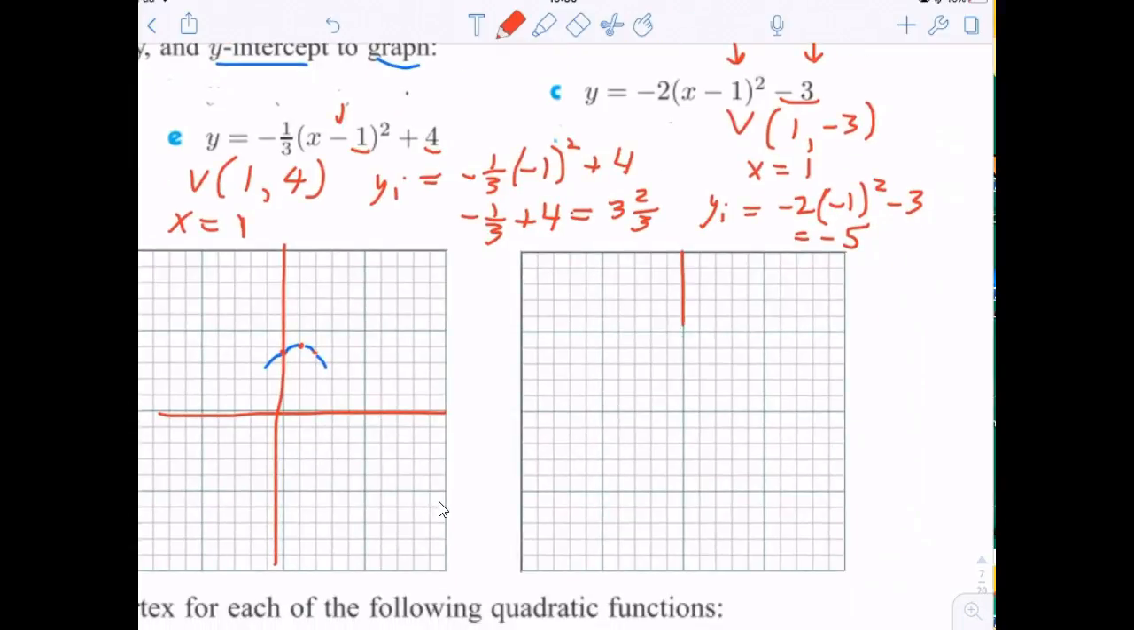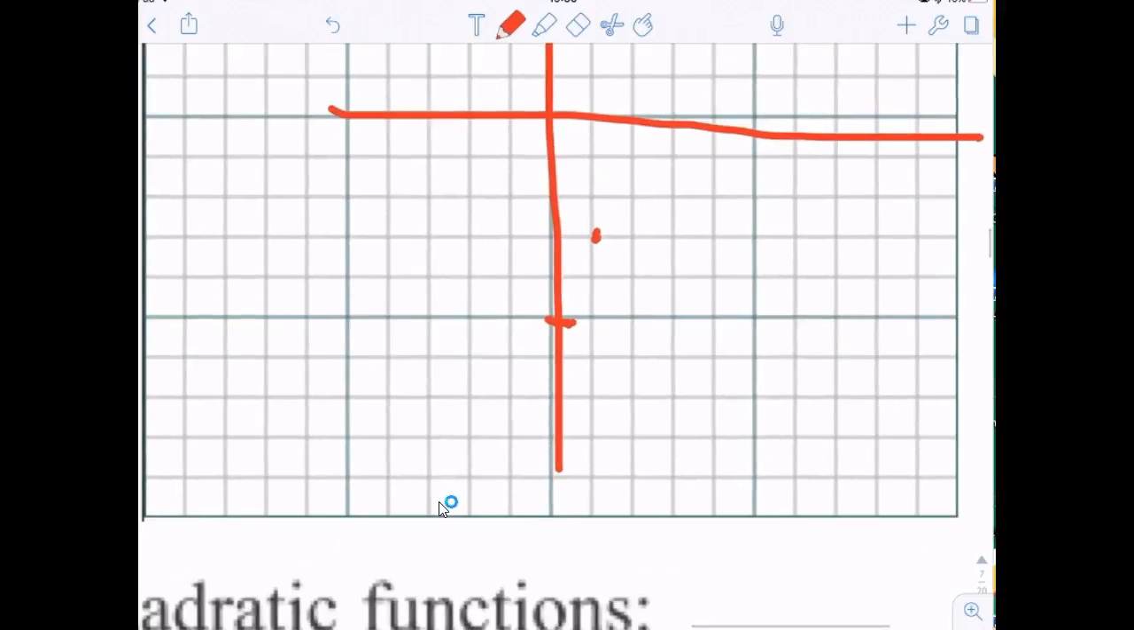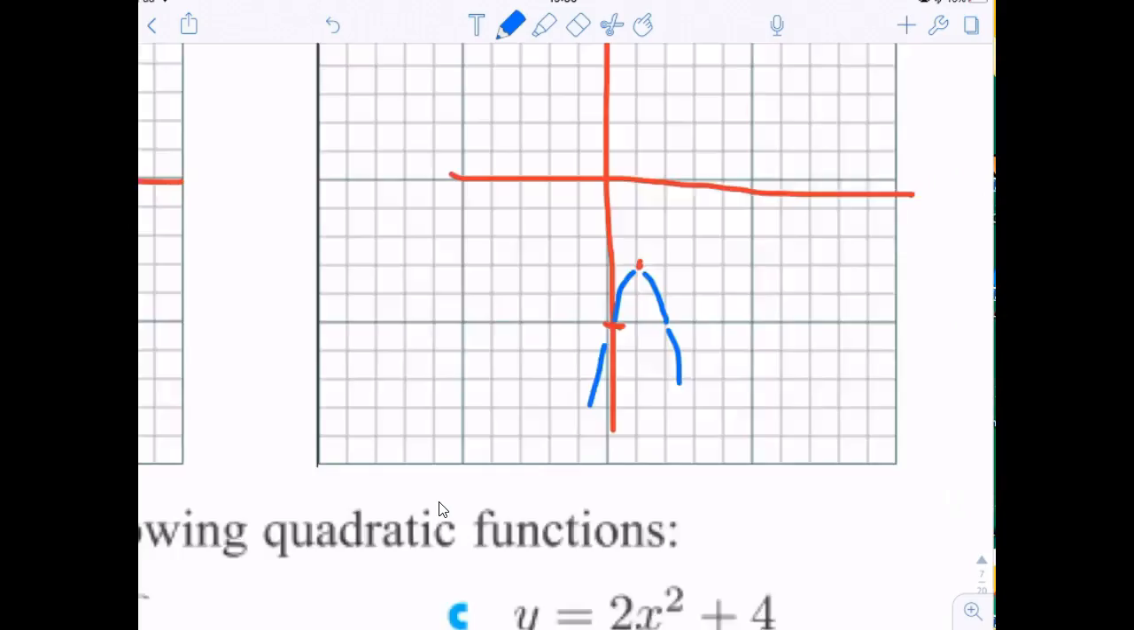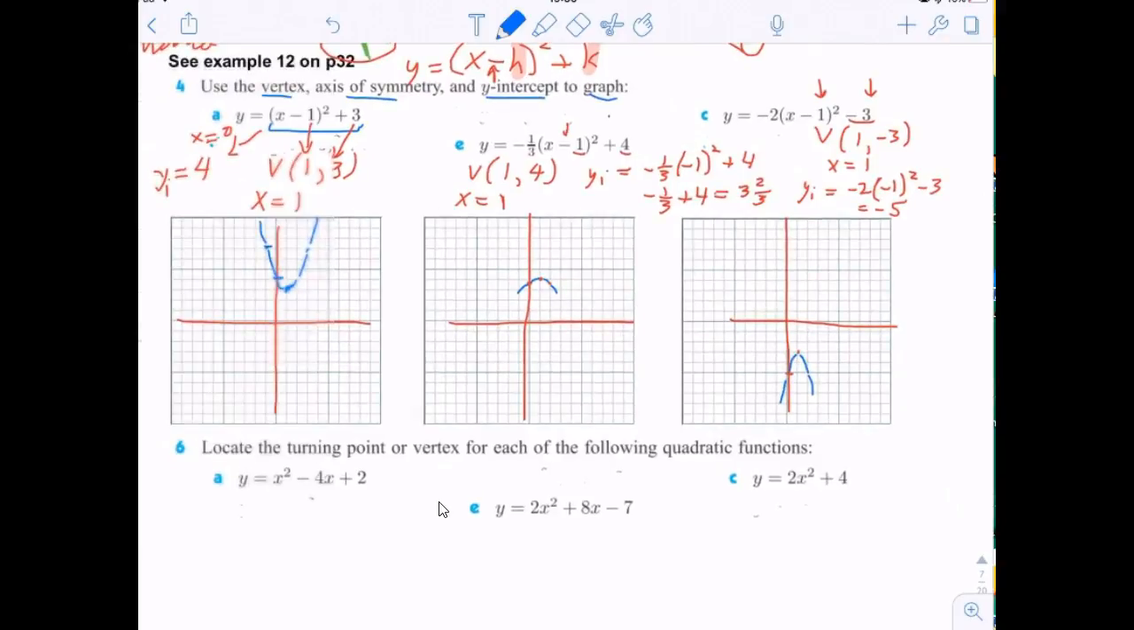So the y-intercept is going to be negative 5, and the vertex is going to be 1, negative 3, which is there. And so now I can see that it's going to point down, right? It's going to open down. Kind of like that. Okay, and so it just says to sketch using those 3 characteristics, so that's pretty much all I can do right now.